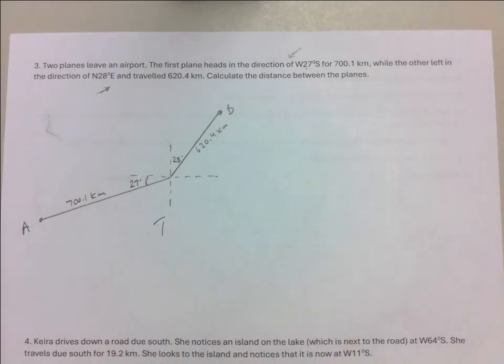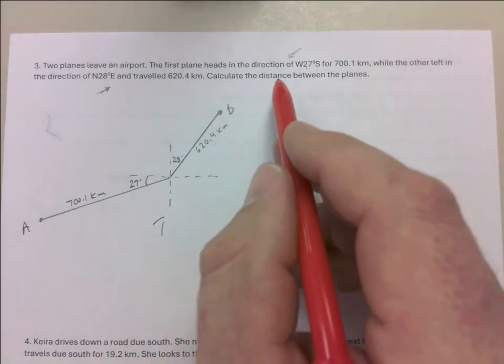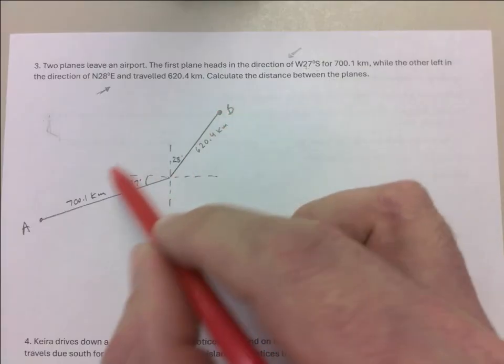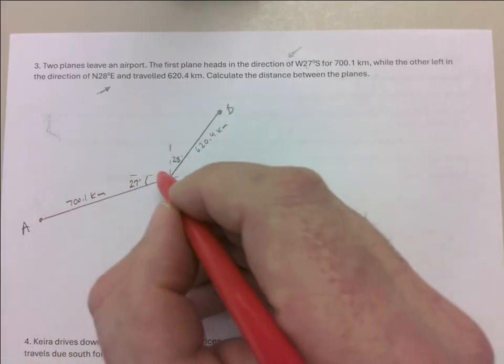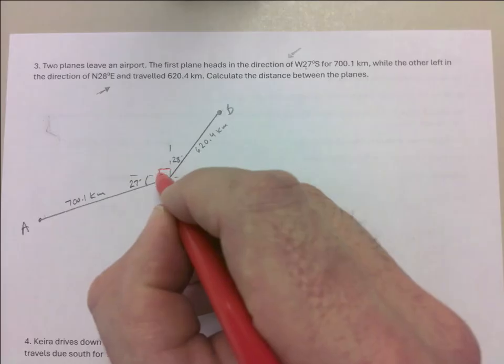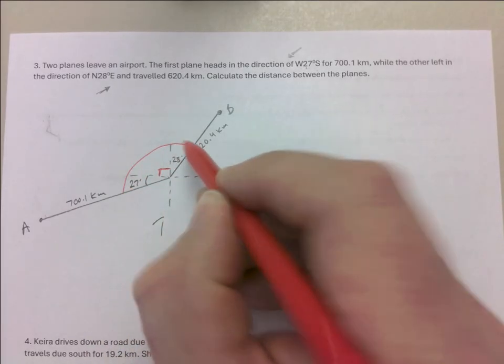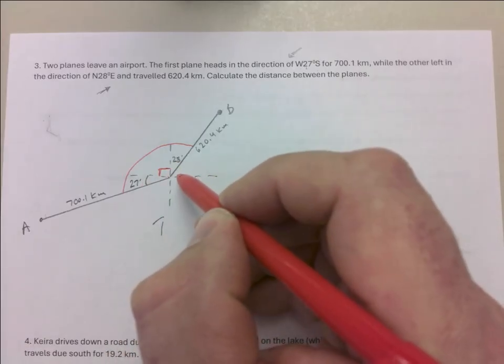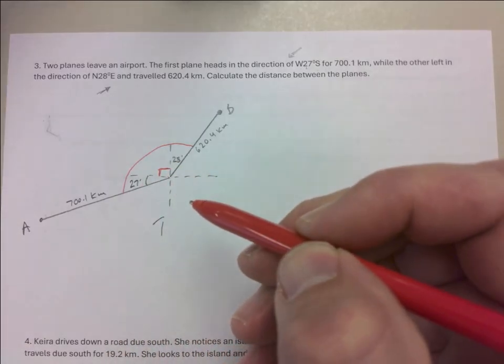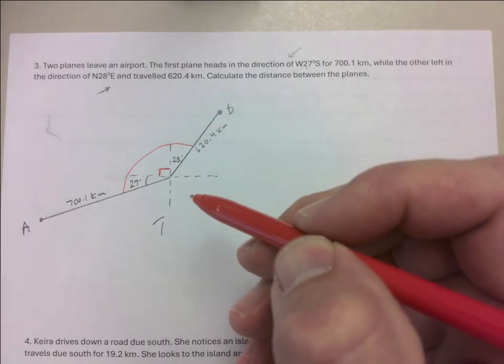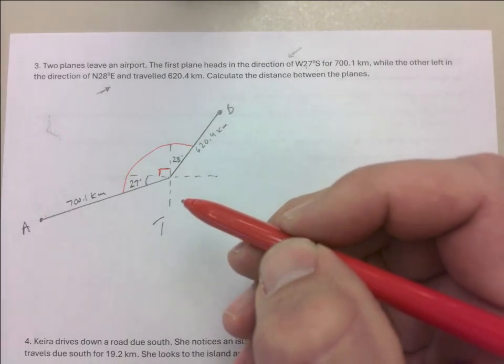Now I'm going to use it to come up with at least one angle inside the triangle, because we want the distance between the planes, right? We want the distance right here. So there's your 90. So if you add up all these 3 here, right, you've got 90 and 55.